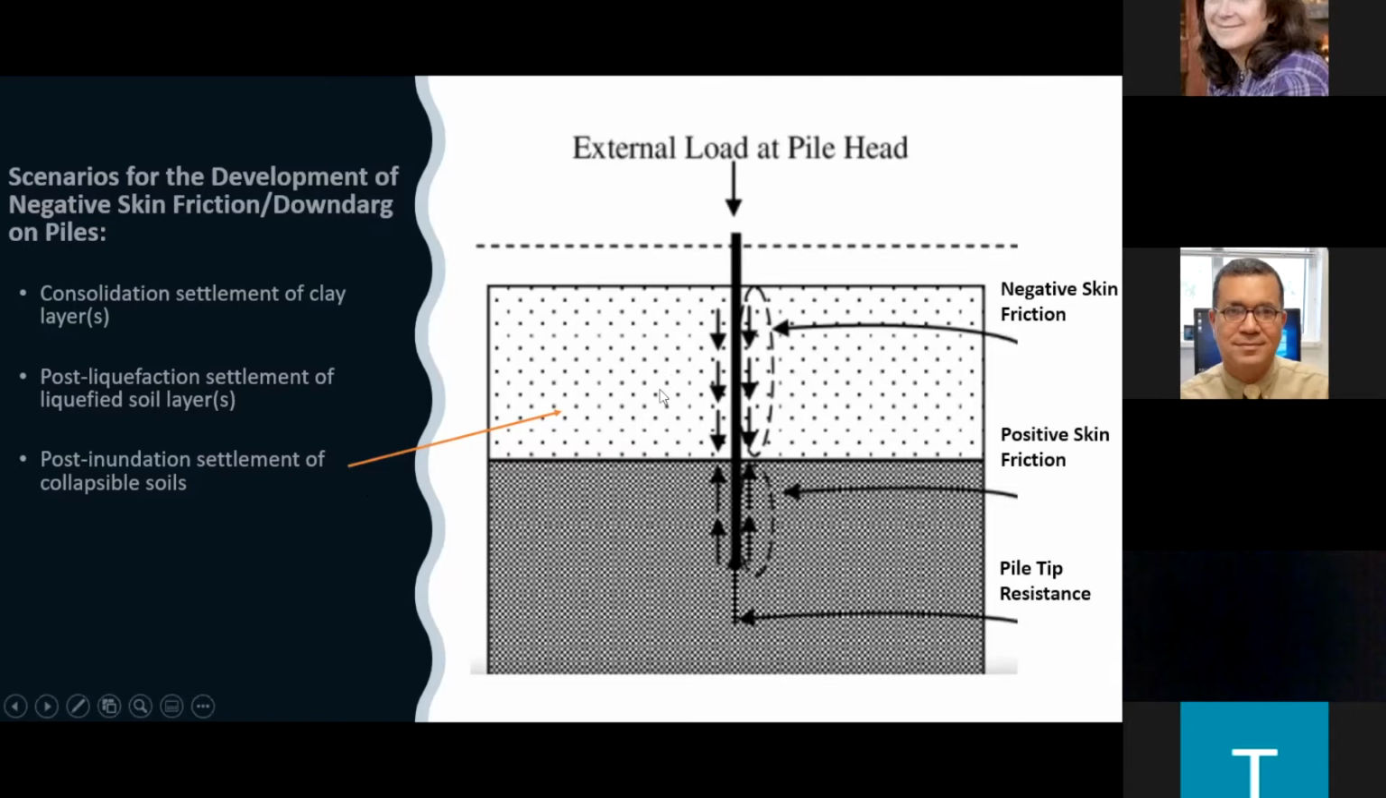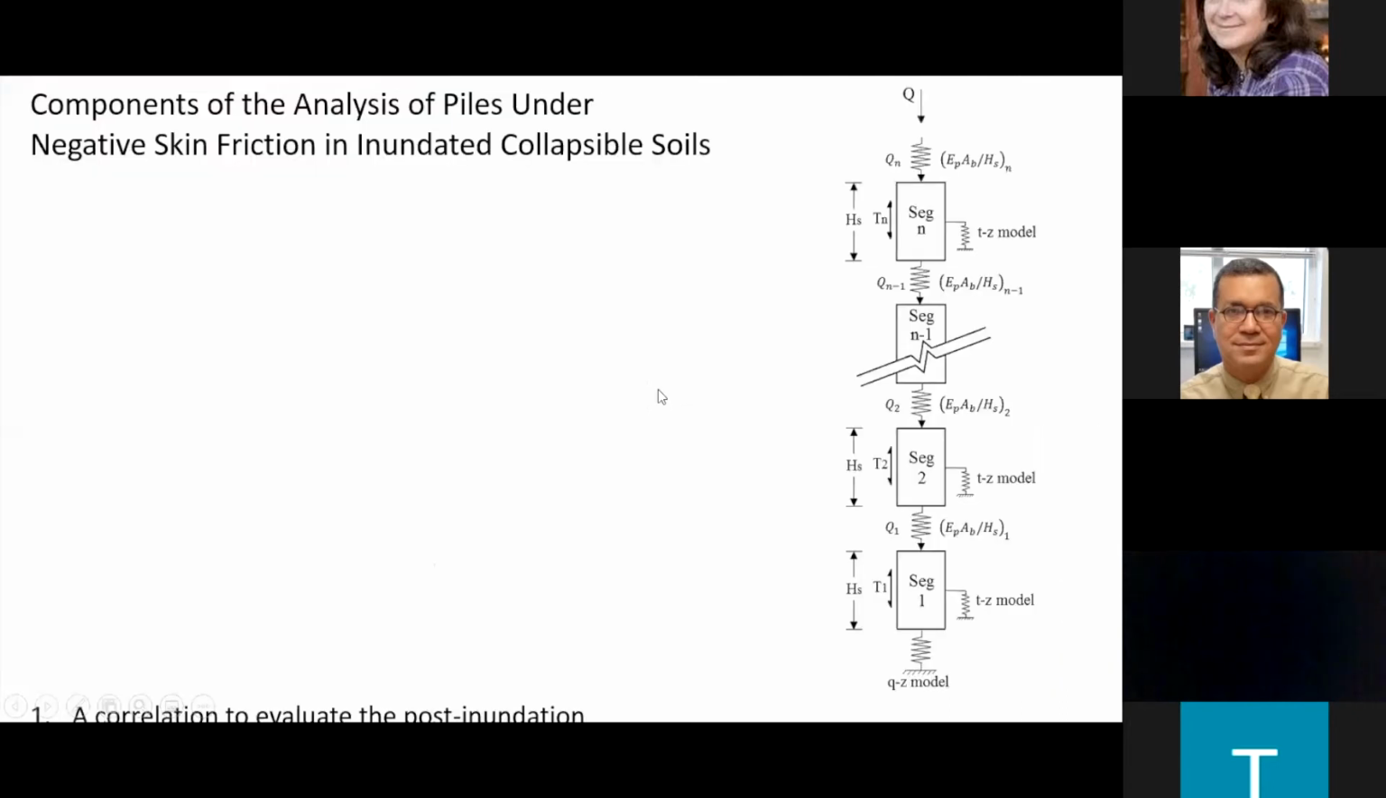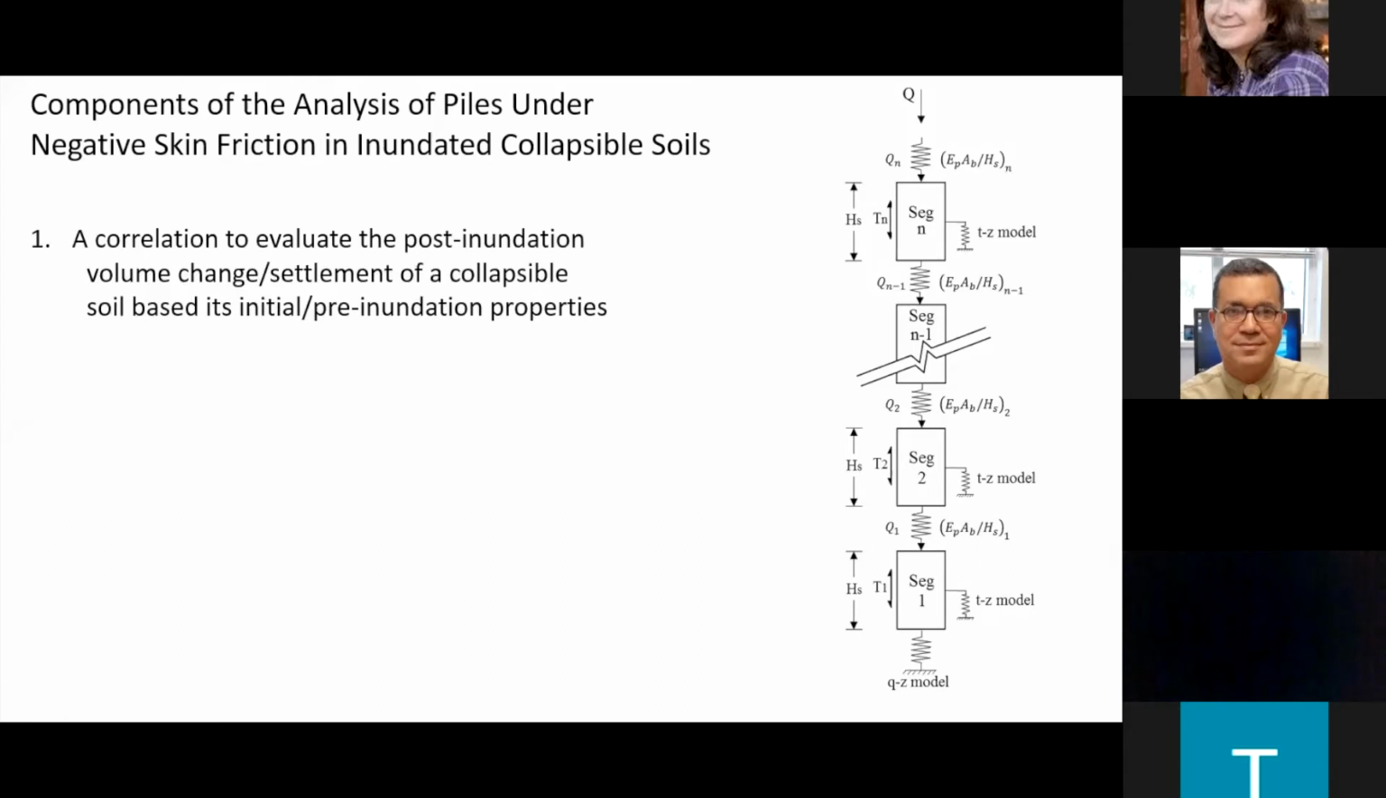What should we do to deal with this problem? Number one, we need to develop a correlation or a kind of relationship that allows us to measure or calculate the amount of volume change in the soil when it is inundated, based on the initial properties of the soil. Without determining the collapse potential of the soil once it is inundated, we will not be able to calculate the settlement of the soil, and will not be able to calculate the down drag force on the pile. And this is the negative or destructive impact on the pile. This is number one. So we need a correlation to do this.